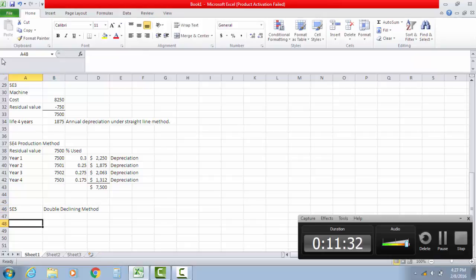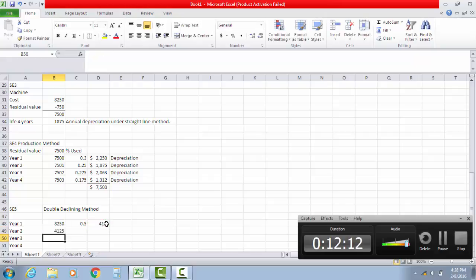Alright, so SE5 says assume the same machine, use the double declining balance. How would the depreciation be here? So for the double declining balance, what we would do is take a look at the year. So I'm just going to copy a little bit of material. So year 1, it would start at the 1825. Notice we do not do the residual value here. And then what we would times it by would be 50% each time. So we would do the 8,250 times the 25, and then what you do is you always decrease your value by what you already depreciated.